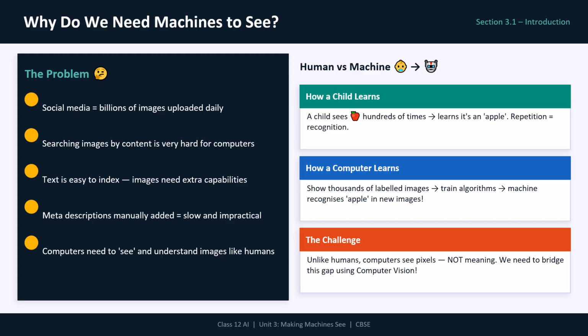Now think about how a child learns. You show a 2-year-old an apple again and again, apple, apple, and after some repetitions, they recognize it instantly. Computers need to learn the same way. We show them thousands of labeled images and train them on patterns, and they start recognizing objects on their own. But here's the key difference. Computers don't see images the way we do. They see numbers. Bridging this gap, that is exactly what computer vision does. समझ आया? Let's move on.